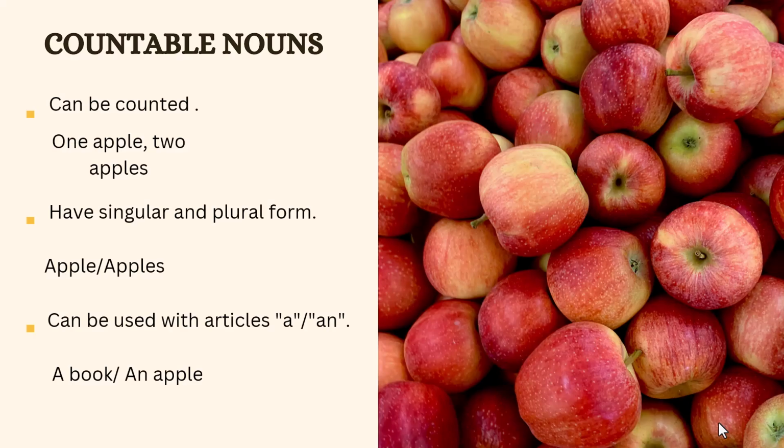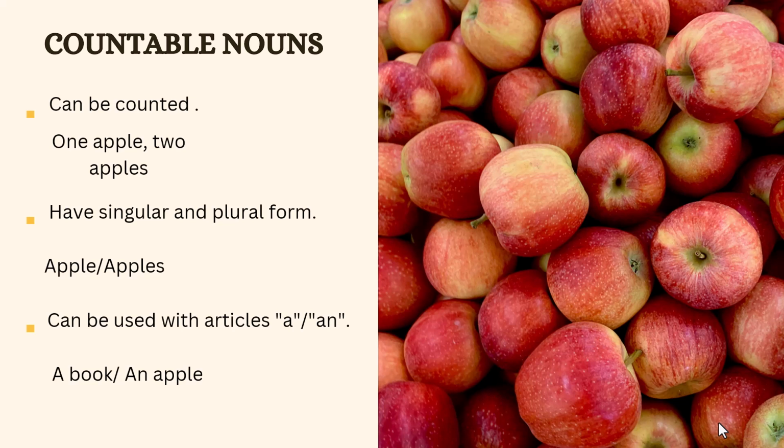Countable nouns have three main features. The first one is that they can be counted. Like how? Look at the picture. It's a picture of apples, right? We can count apples as individual items, like for example 1 apple or 2 apples, right? So they can be counted.